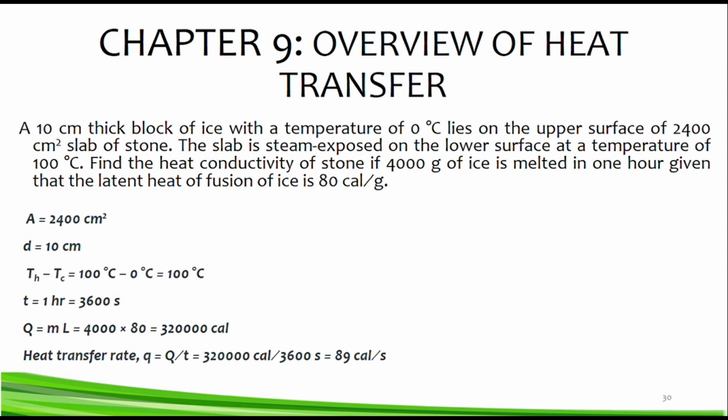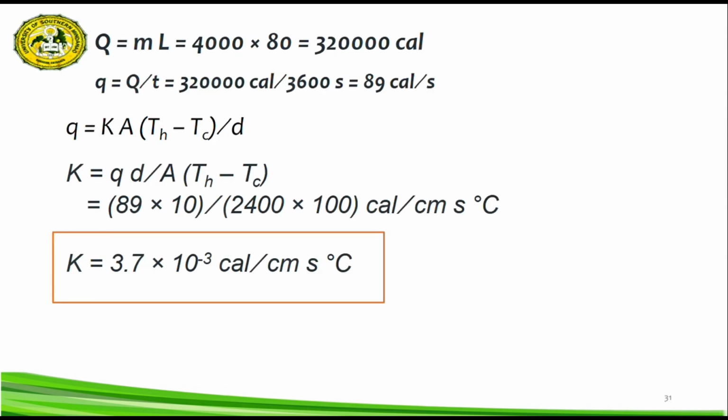Since we need to find the heat conductivity of stone, by transposing this equation to make it more convenient, thermal conductivity is equal to the rate of heat transfer multiplied by the thickness over the area multiplied by the change in temperature.